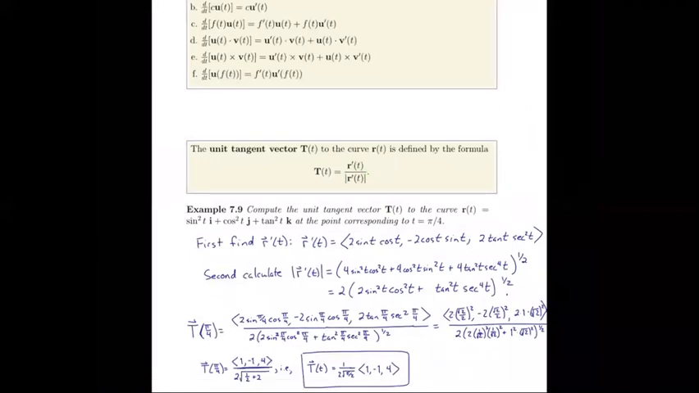So to look at an example, we're asked to find the unit tangent vector T of t for a given curve: sine squared of t, cosine squared of t, tangent squared of t, reading that in vector form versus ijk form. And we're asked to calculate this at the point t equals pi over 4. That might actually simplify work a little bit once we're able to evaluate these trigonometric functions. So be sure to take these derivatives carefully.